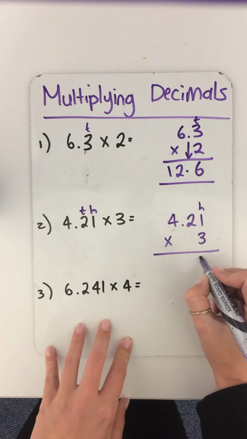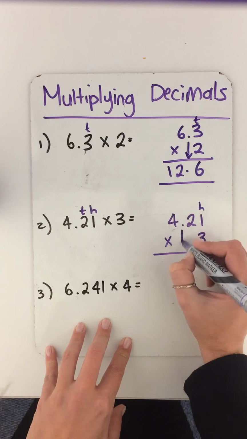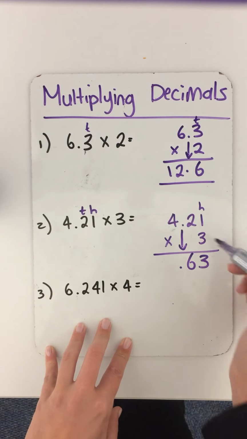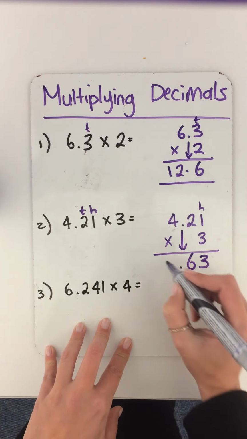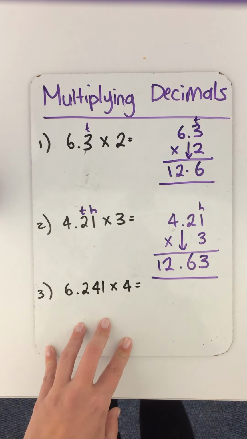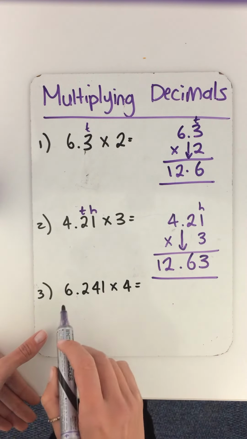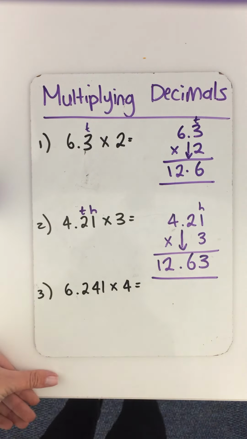3 times 1 I know is 3. 3 times 2 I know is 6. Next door I see the decimal point, so I'm going to drop it down. 3 times 4 I know is 12. So my answer is 12.63.